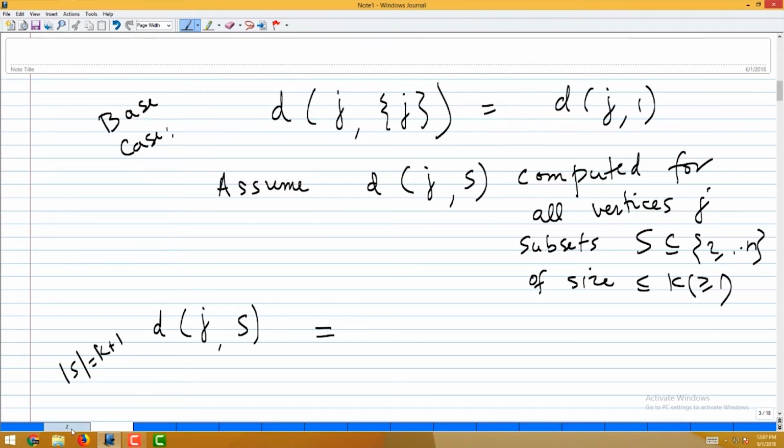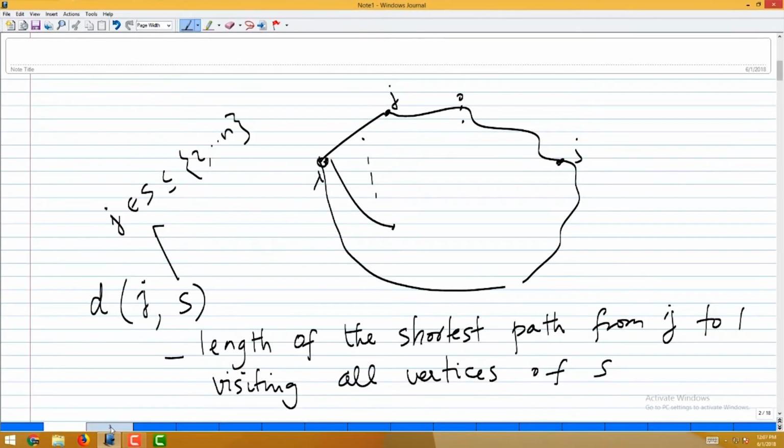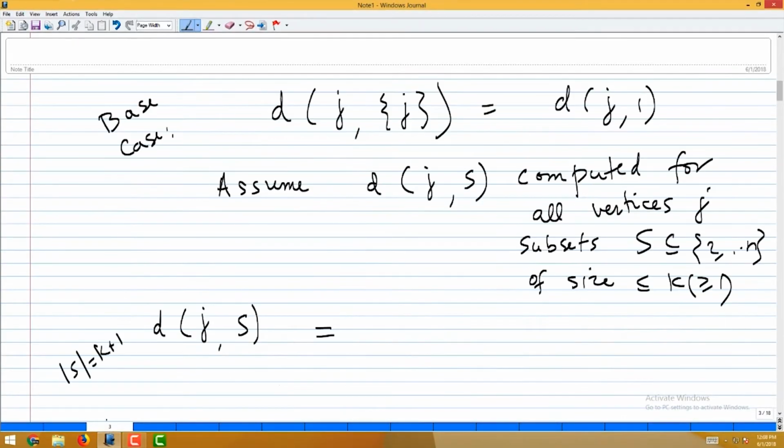So, let us go back to the semantics of d(j,S). It is the length of the shortest path from j to 1 visiting all vertices of S exactly once. Why would you visit some vertex more than once? Because you are trying to find the shortest path, so I do not even have to put that constraint. So this is equal to, I want to start from j, visit all vertices of S and go back to 1. Can you tell me what it is?